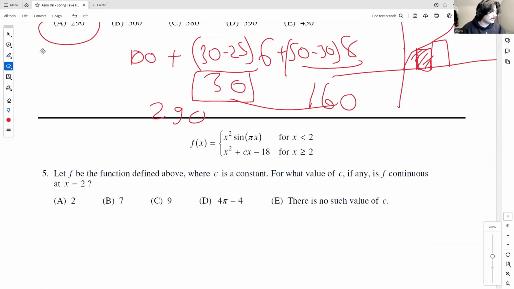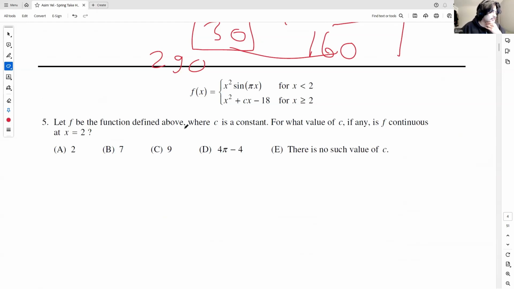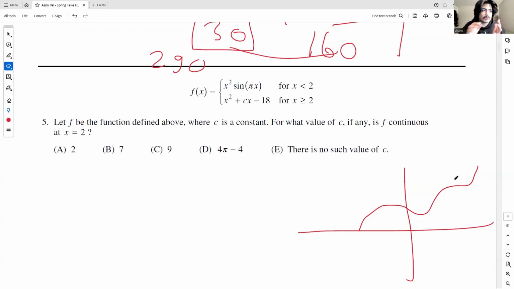Now, let's jump into question number 5. Let f be the function defined above, where c is a constant. For what value of c, if any, is f continuous at x equals 2? So basically, guys, a function that looks like this is a continuous function. However, let's say for this point I have my value down here, and it looks something like this. This is not a continuous function.